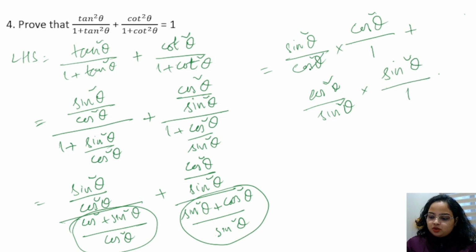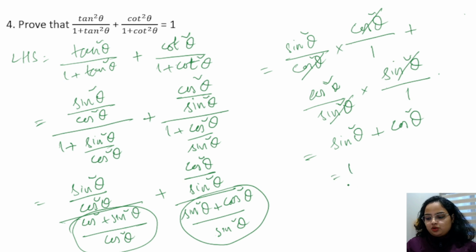So here cos square theta and cos square theta will be cancelled. Sin square theta will be cancelled. We will have sin square theta plus cos square theta. It is 1. So we have proved this full term is equal to 1.